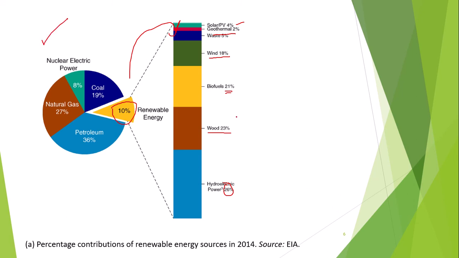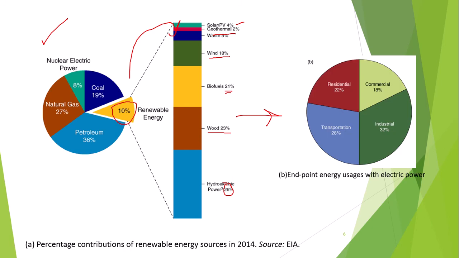And applications. What are the applications? So these are the applications. Mostly these are applications of energy, total energy mix. The application of total energy mix goes to 22% residential, then commercial, industrial, and transportation.